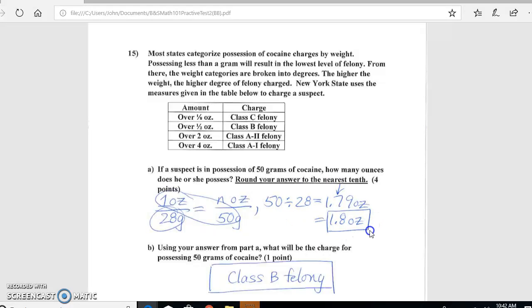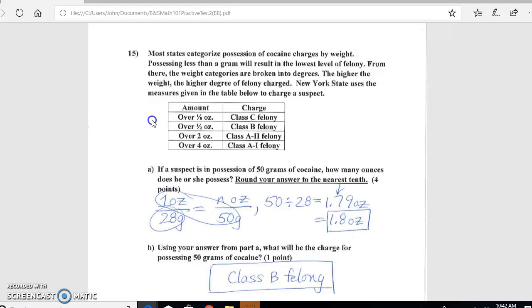That solves for the number of ounces up here, and we're going to round that to the nearest tenth, which is 1.8 ounces. And then on letter B, we are asked, using your answer from part A, what will be the charge for possessing 50 grams of cocaine? So we have 1.8 ounces.